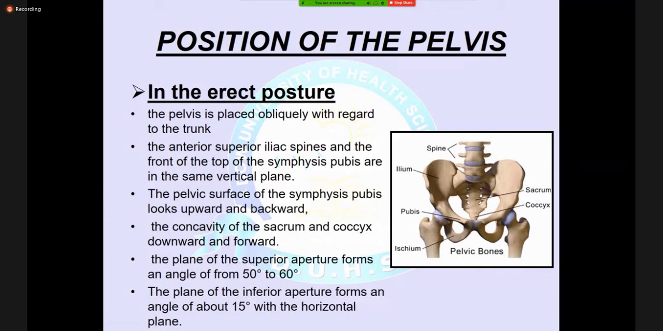So if we measure the angle of the plane of the pelvis with the horizontal, the plane of the superior aperture would be approximately 50 to 60 degrees with the horizontal, whereas the plane of the inferior aperture would be at an angle of approximately 15 degrees with the horizontal plane.